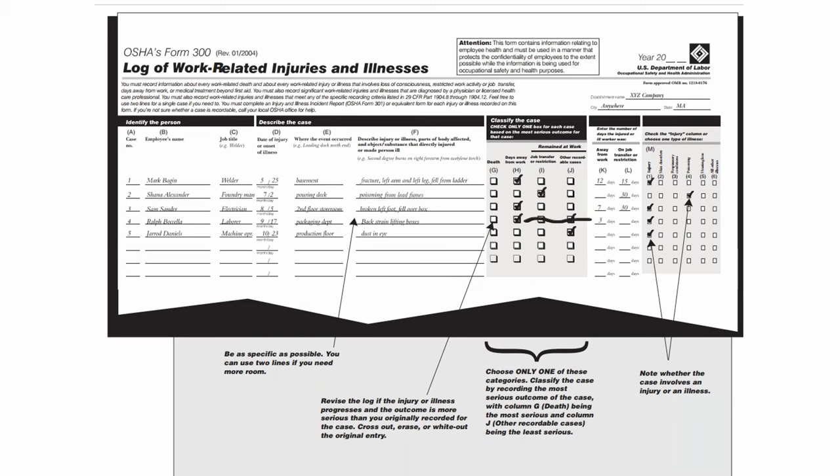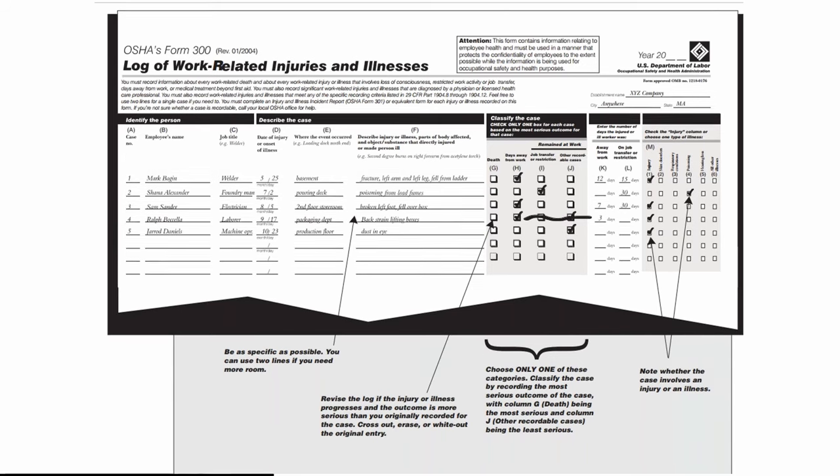Columns K and L are for recording the days away from work and how many days the employee ended up spending on restriction or job transfer. The final column is where you check the nature of the injury or illness from 6 options: injury, skin disorder, respiratory condition, poisoning, hearing loss, or other.